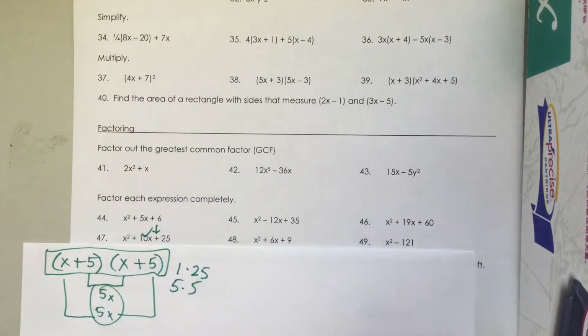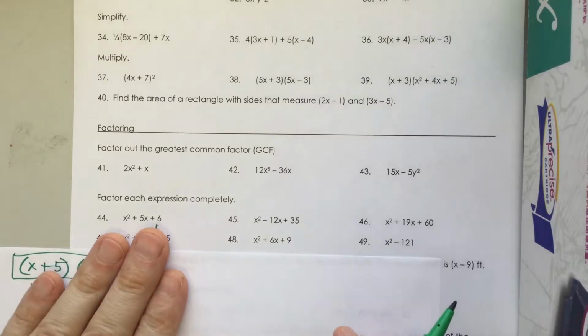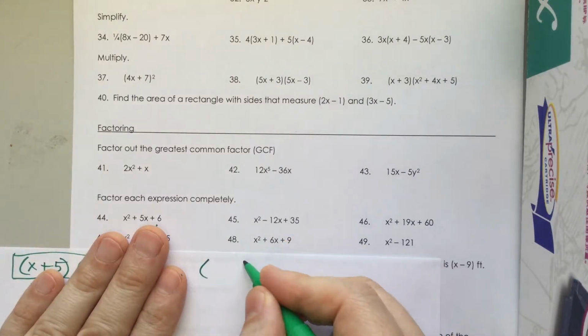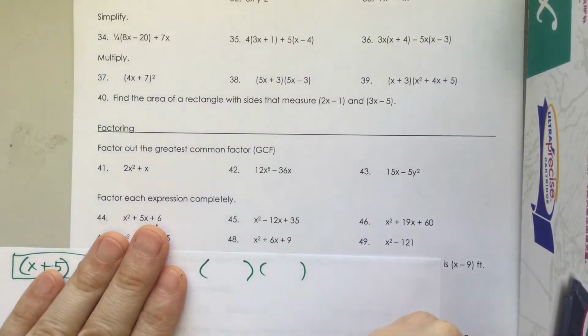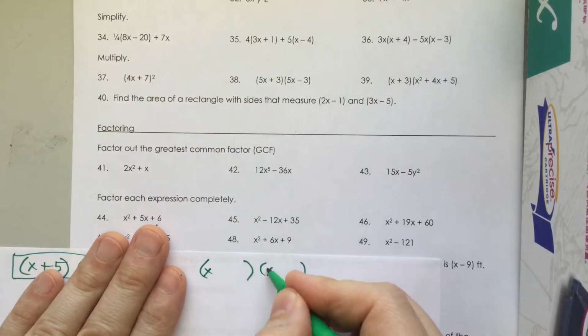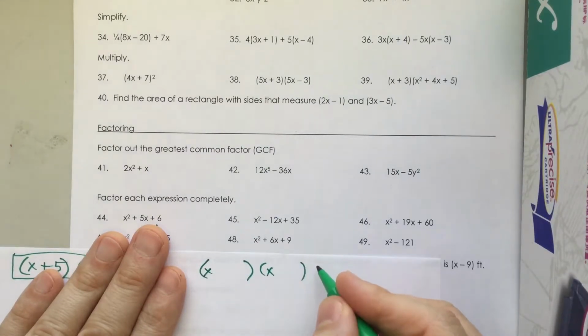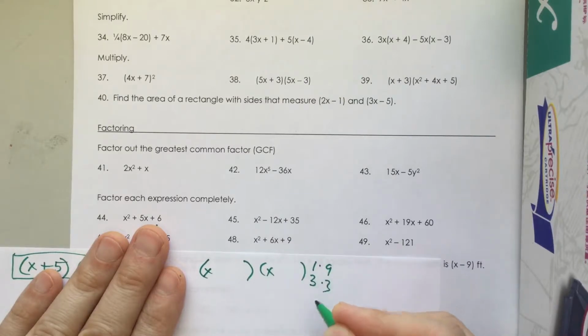Okay, number 48, x squared plus 6x plus 9. Okay, I write my parentheses. I'm going to split my x here and here. My factors of 9, 1 times 9, 2 is not going to work. 3 does work. Okay, I have a repeated number. I know that I'm pretty much done, right? 4 doesn't work, 5 doesn't work, 6, 7, 8, 9 I already have.